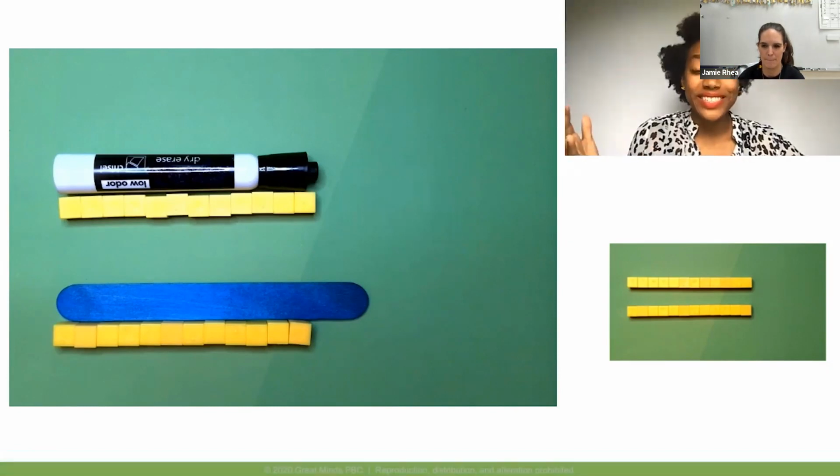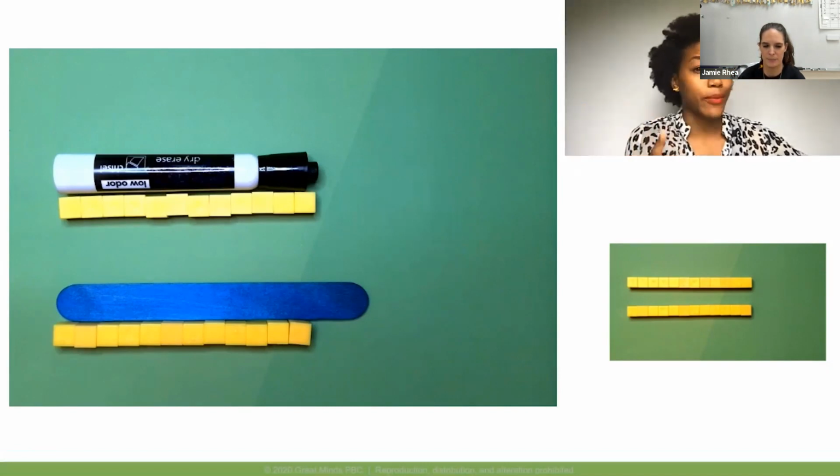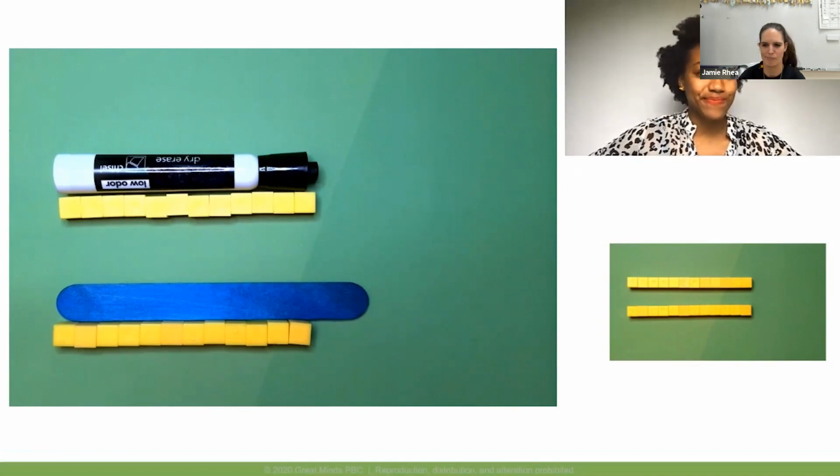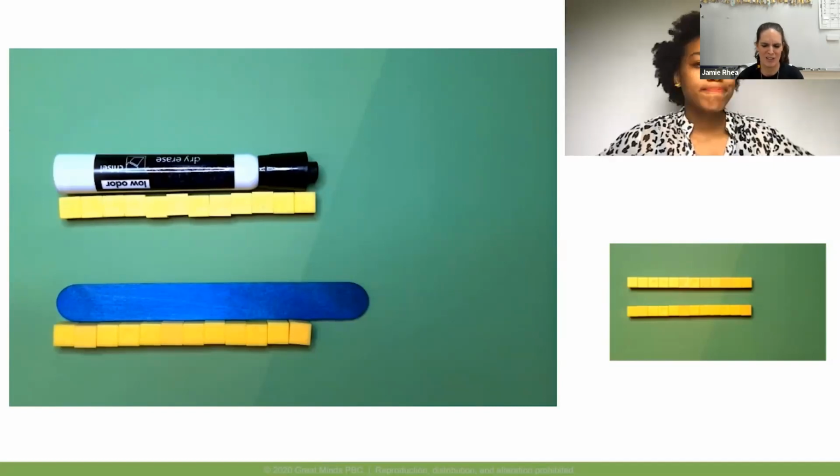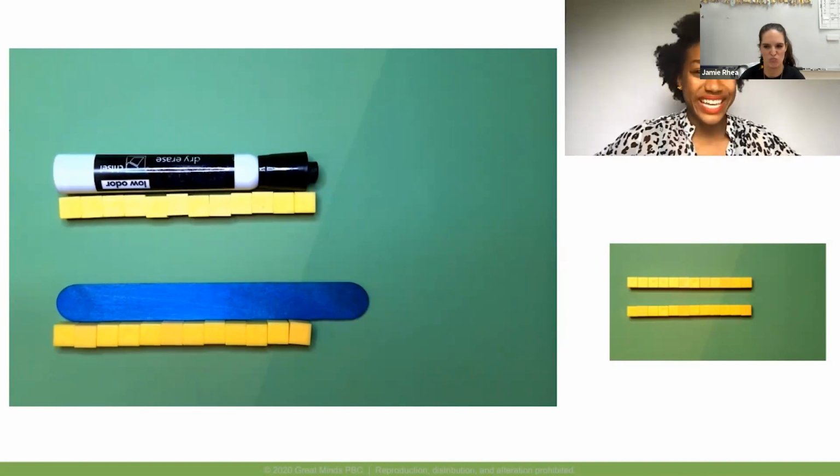Mrs. Curry's craft stick is clearly longer than my dry erase marker, so she should get more points than me. But 15 more points? Look at the dry erase marker and the craft stick. Does Mrs. Curry need 15 more centimeter cubes? She already has 12. Does she need 15 more? No. But let's try it out to see who's right.